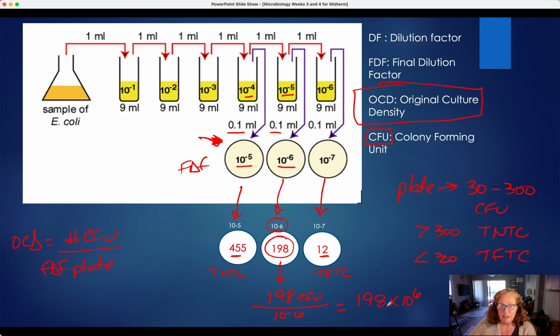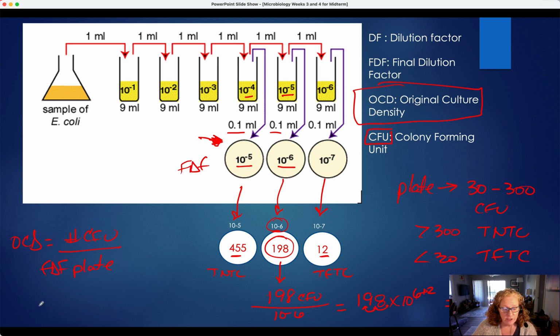But my issue here is I have to report everything in proper scientific notation. So my decimal point is going to have to move over twice to the left, which means I have to add 2 to my exponent. So this becomes 1.98 times 10 to the 8th.